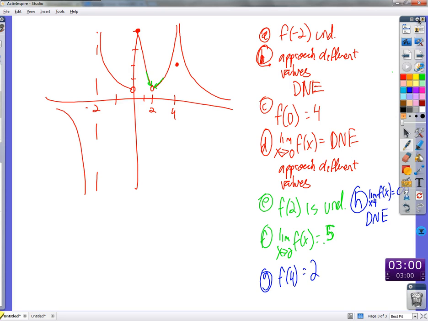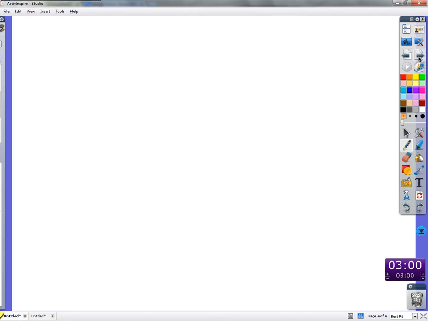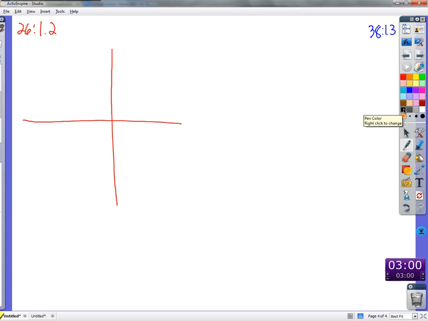Maybe a couple more from the homework. From 1.2. So it just wants us to sketch a graph that meets all the criteria here. So we'll draw a little graph. Black for plotting the graph. f of negative 2 is 0. What does that mean when you say f of negative 2 is 0? y is 0 at x equals negative 2. So there we go.